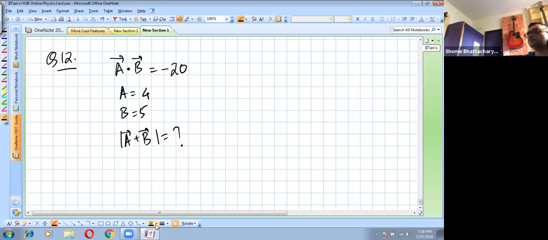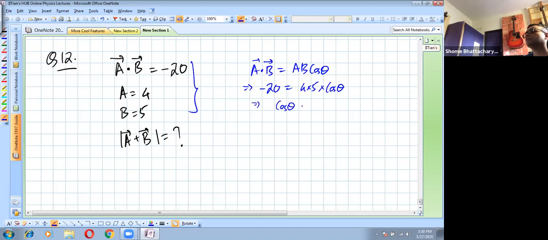Okay. So from these two pieces of information, you're getting A dot B equal to AB cos theta. So minus 20 should be equal to 4 multiplied by 5 into cos theta. So you can see cos theta should be equal to minus 1, which means that they are anti-parallel vectors. Theta is 180 degrees. So the moment that is the case, you actually know that mod of A plus B, you don't need to expand by this. It's just the difference of the magnitudes. You know it should be 1. But if you want to expand, you can do that.